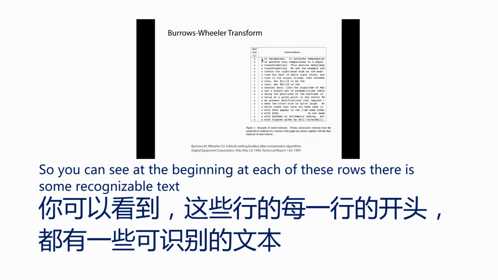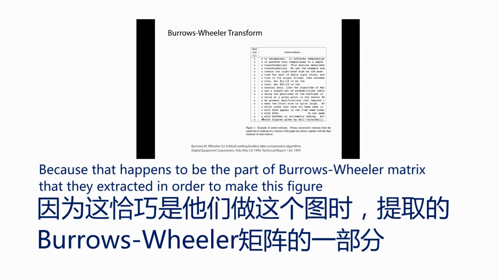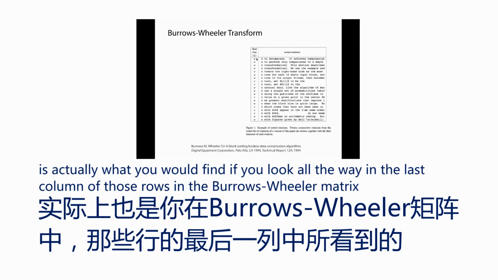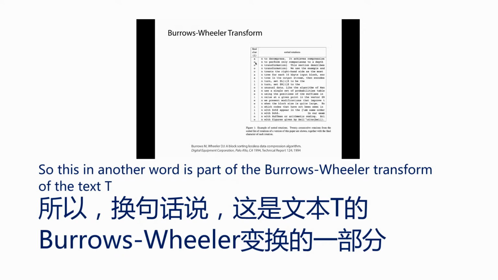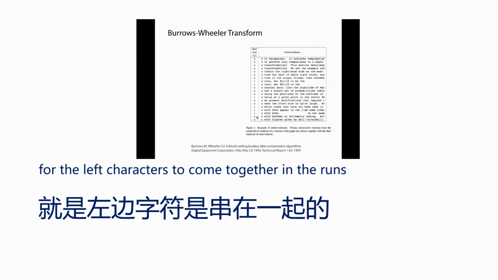So you can see that at the beginning of each of these rows there's some recognizable text. But they all begin with N, because that happens to be the part of the Burrows-Wheeler matrix that they extracted in order to make this figure. And then what you see in the first column here is actually what you would find if you looked all the way in the last column of those rows in the Burrows-Wheeler matrix. So this, in other words, is part of the Burrows-Wheeler transform of the text T. And what you can see is, again, a tendency for like characters to come together into runs.